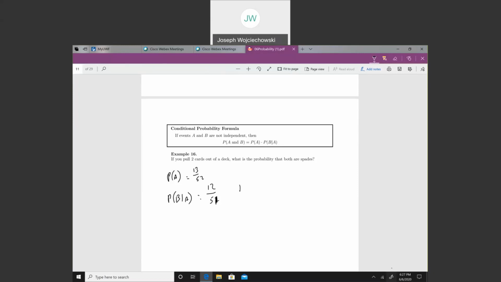So the probability of A and B in this case, since they're dependent, is the probability of A times the probability of B given A has occurred. We have the probability of A, 13 over 52, times the probability of B given A has occurred, which is 12 over 51. So we have 13 times 12, 156, over 52 times 51, 2652. That is it.